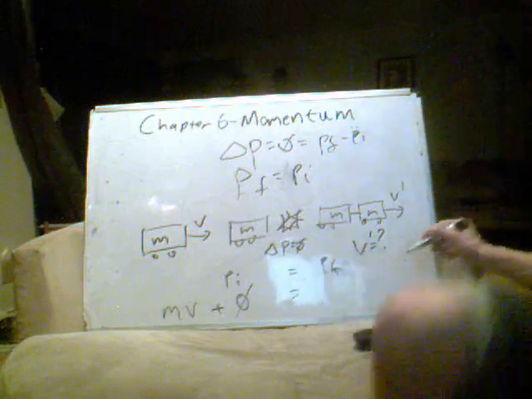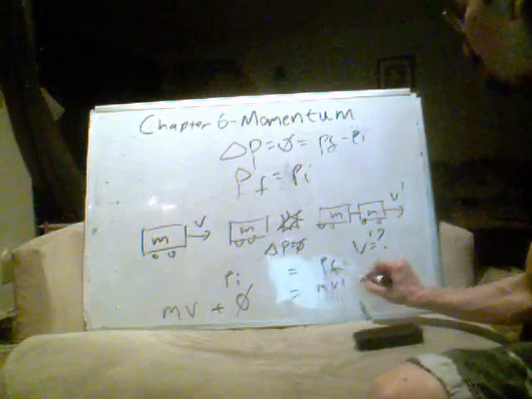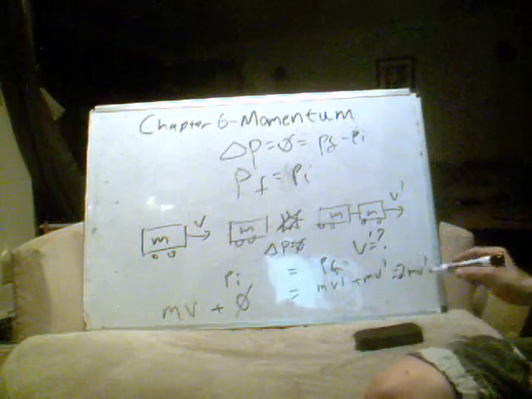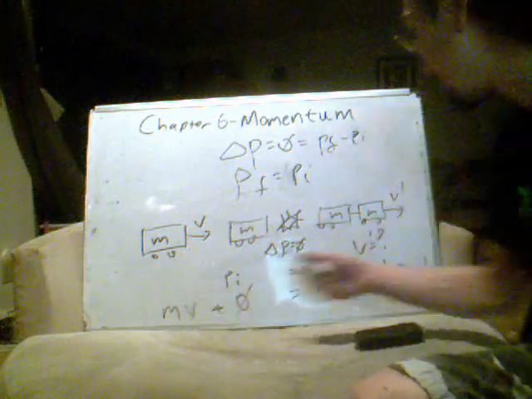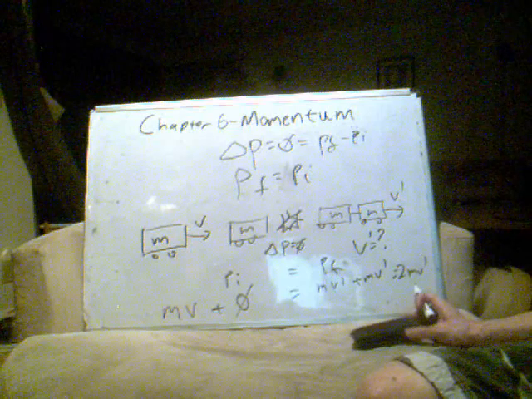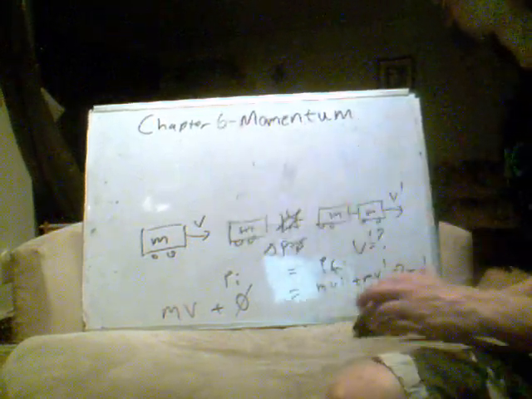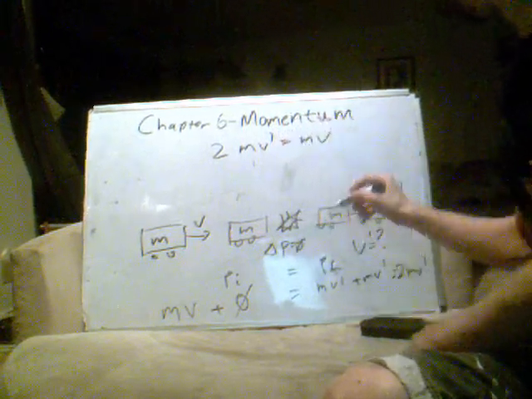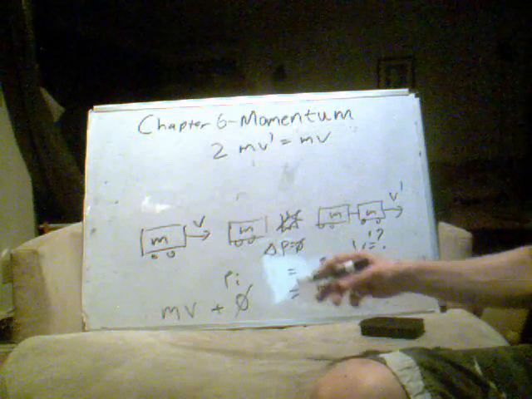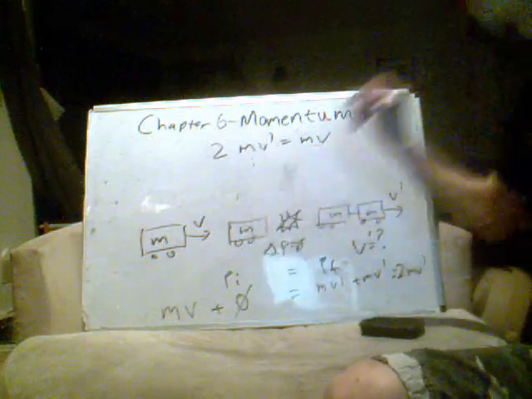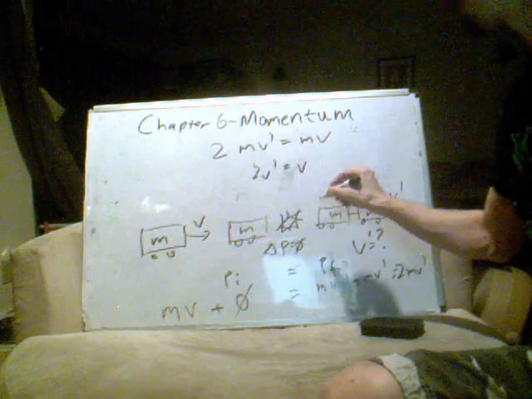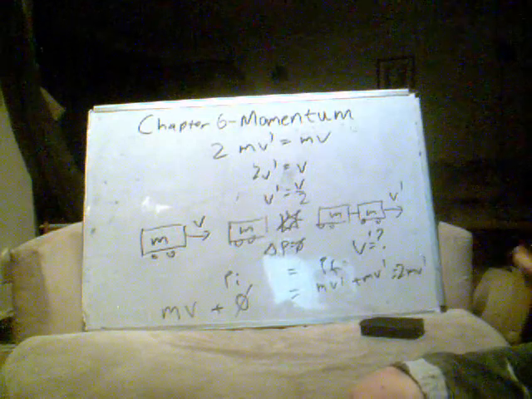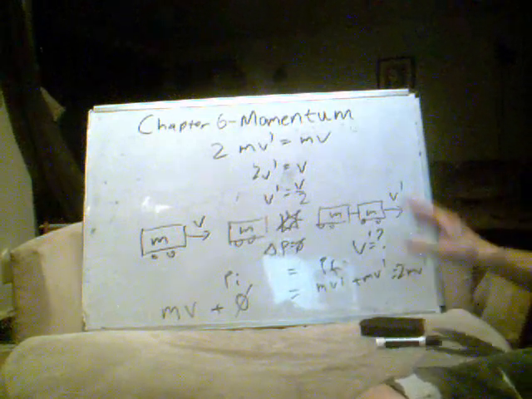Okay, what do we got now? We got mv prime plus mv prime, or 2mv prime. But 2mv prime equals mv, right? So 2mv prime is equal to mv. We've got a common thing on both sides of the equation. If we just divide both sides by m, we get 2v prime is equal to v. If we divide both sides by 2, we can see v prime is equal to our initial velocity divided by 2.